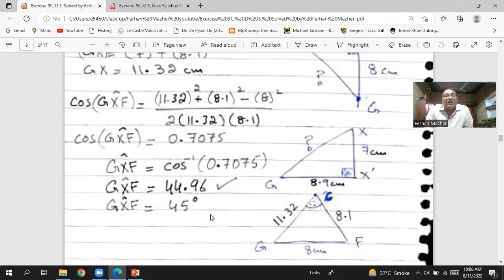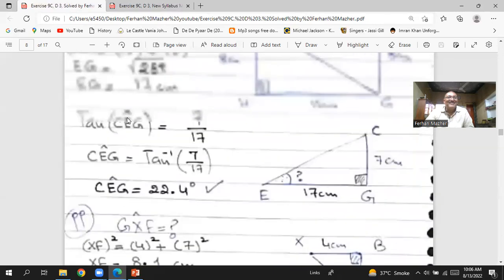So if you want to find GXF, that cos will go on the other side. The cos will become cos inverse. So the GXF will be equals to cos inverse of 0.7075. So you will have GXF equals to 44.96, which is when you round it off to two significant figures, it will be 45 degrees, and that is the answer. So this is how you will do this. It's a bit of a long question.